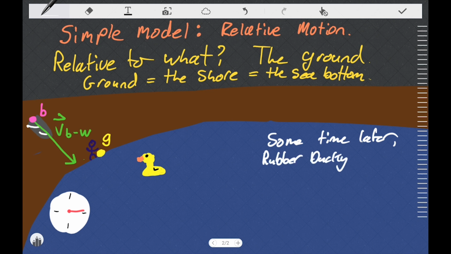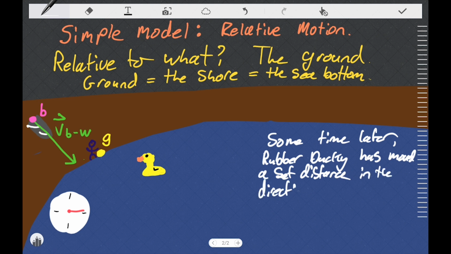They keep track of the position of the rubber ducky. Then they can take the distance that it moved, divide it by the time on their stopwatch to come up with an average speed of the current. If they watch exactly where the rubber ducky moved, then they know the direction of the current as well.